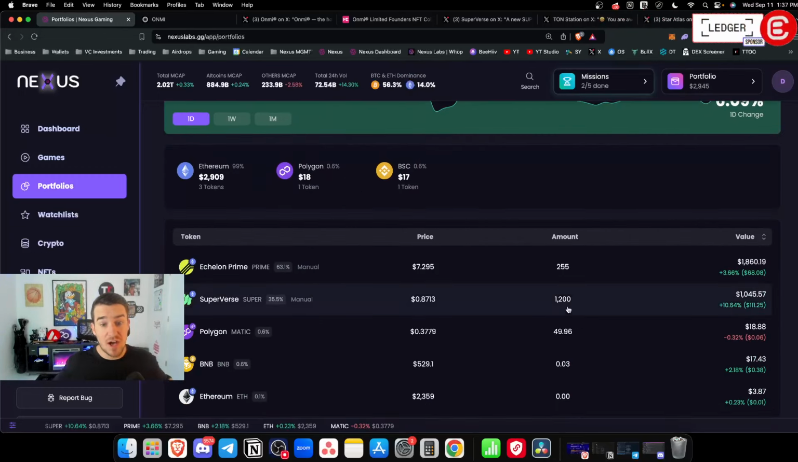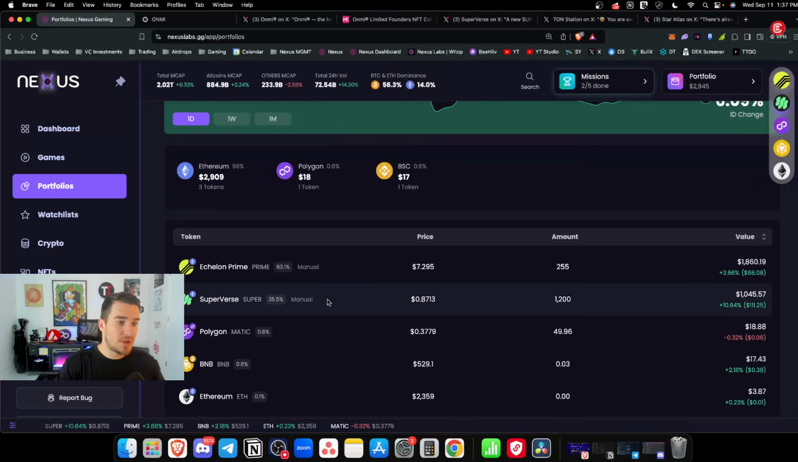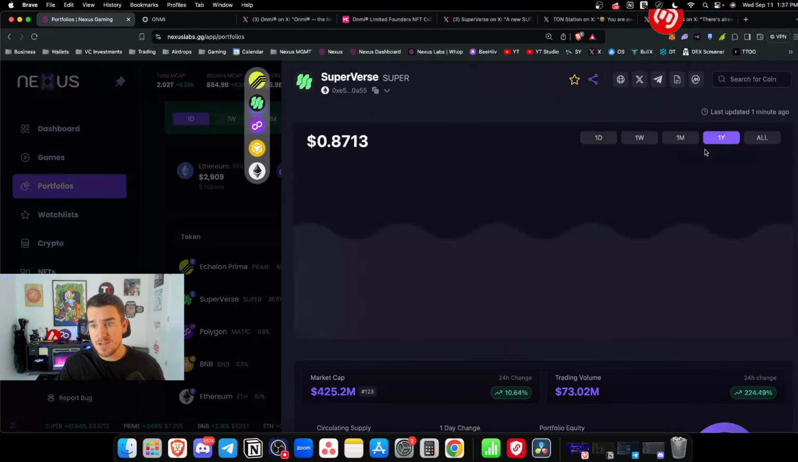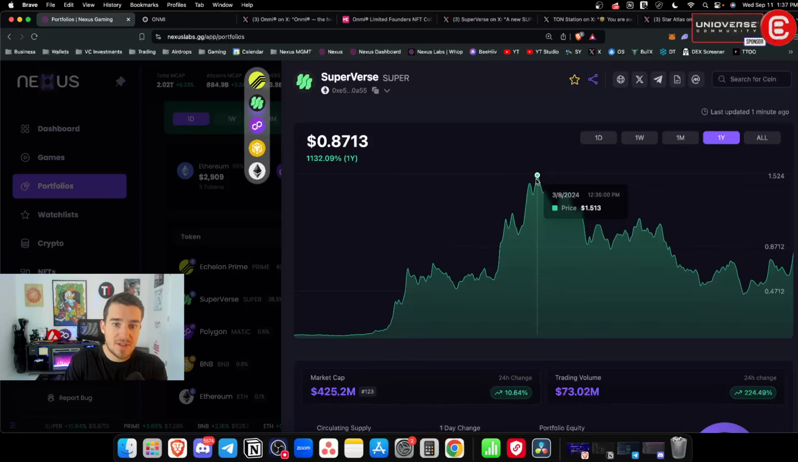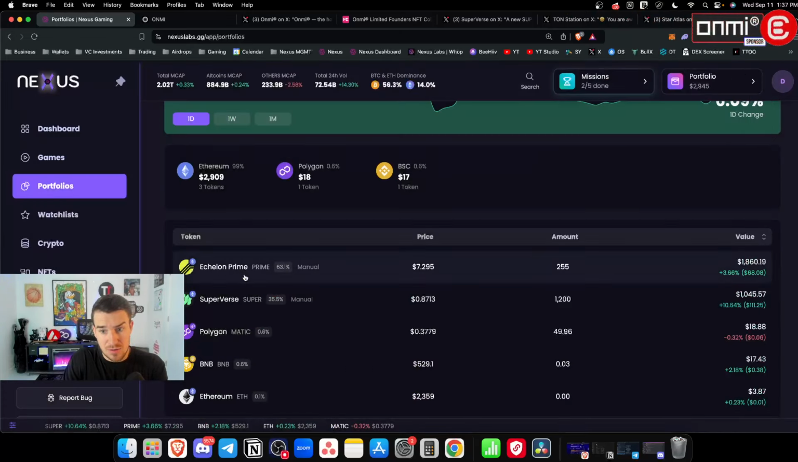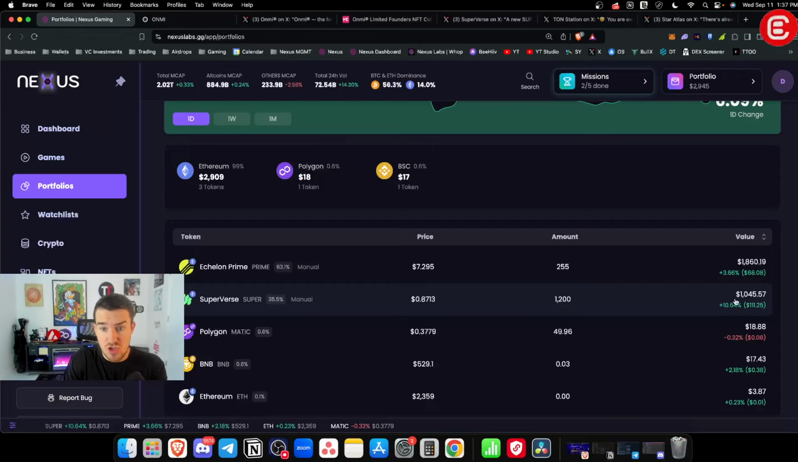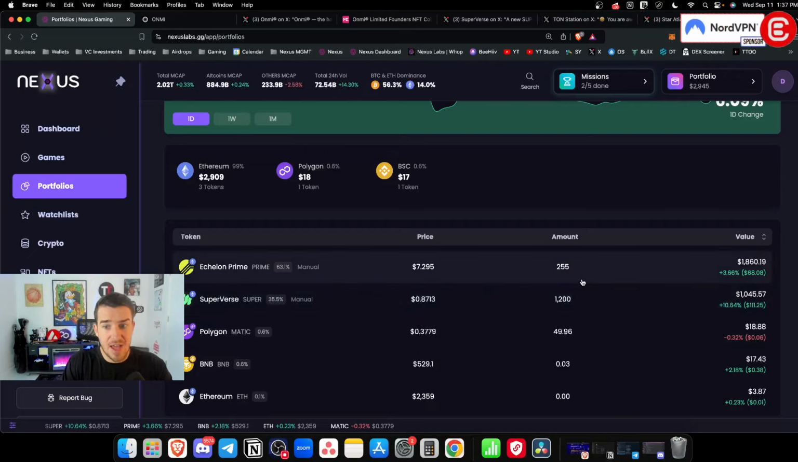We added 1,200 Super. Now, if we look at the Super chart, just for mathematics, we can go look at the 1 year and we see $1.50. So that could get up to, you know, the 1,200 tokens could get us up to about $1,800 just by getting to recent highs. And I think that's easy. So we'll definitely ride that up. And guys, we'll actively trade this as we go.